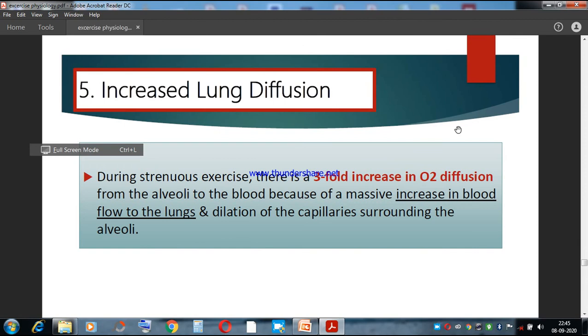Increased lung diffusion. This is another change. During strenuous exercises, there is a 3 times increase in oxygen diffusion from the alveoli to the blood vessel because of a massive increase in blood flow to the lung. Okay, and dilatation of the capillaries surrounding the alveoli. So both of these, the dilatation of the capillaries and the increased blood flow to the lungs, increase the oxygen diffusion.